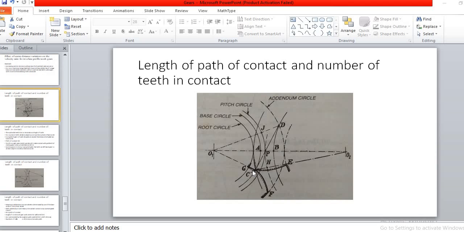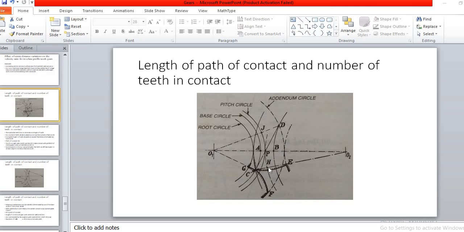Now the addendum circles of both the gears should not pass below the root circle. The addendum circle of the left hand side gear touches the root circle of the right hand side gear, and the addendum circle of the right hand side gear touches the root circle of the left hand side gear. These different circles are shown in this diagram like this.